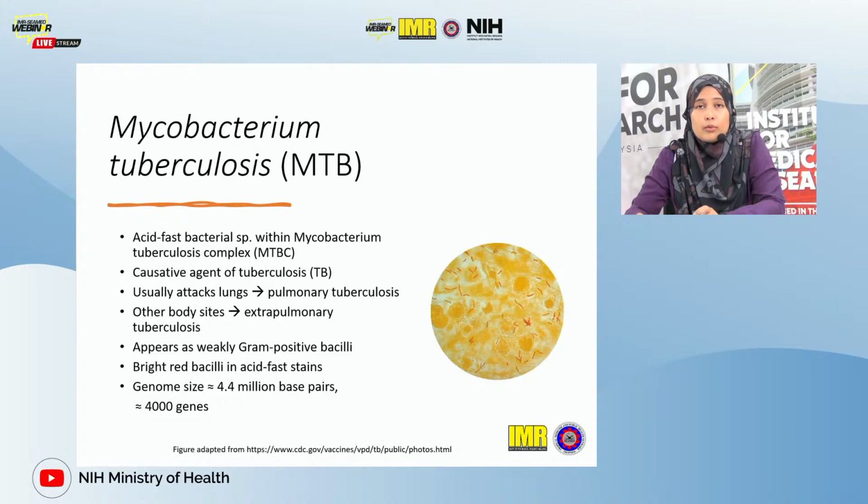It does not stain very well with Gram stain and appears as weakly Gram-positive bacilli. It stains very well with acid-fast stains, showing bright red bacilli under the microscope. It has a genome size of around 4.4 million base pairs, encoding approximately 4,000 genes.